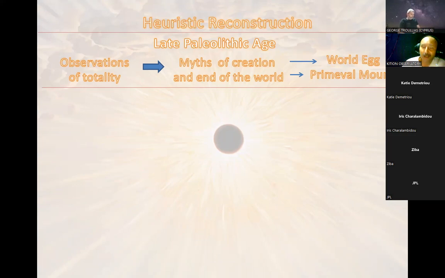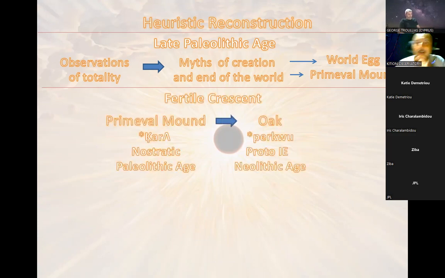And the observations of total solar eclipse, in fact, are very rare. In general, if we look at the Earth, occasionally, just occasionally, in the same place, it repeats once in 300 years. That's why people described to the next generation this seldom phenomenon. And they put it in their rites and rituals. Well, our next idea. In the place, the Fertile Crescent, where people spoke Nostratic, they gave the name Kara to the primeval mound. And it is this name which was transformed later in the Proto-Indo-European language into something like Orc.